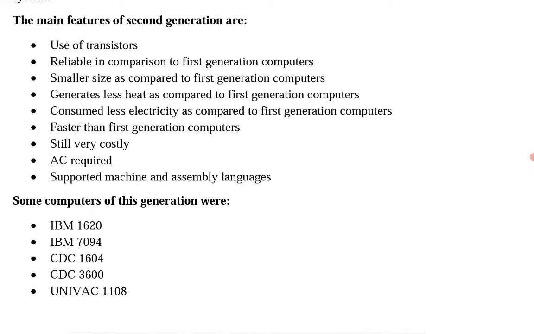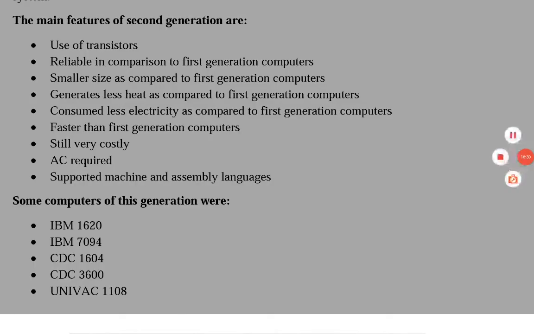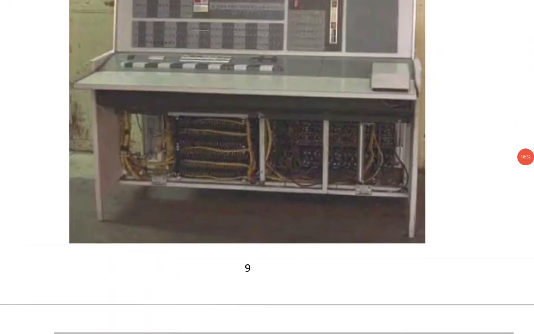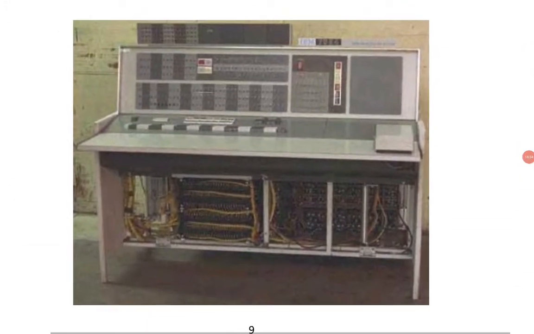They are a little bit faster in execution or processing compared with first generation computers, but still very costly. AC is also required. Machine and assembly languages and other programming languages were introduced. Examples are IBM 1620, IBM UNIVAC and others. So this is the second generation computer.